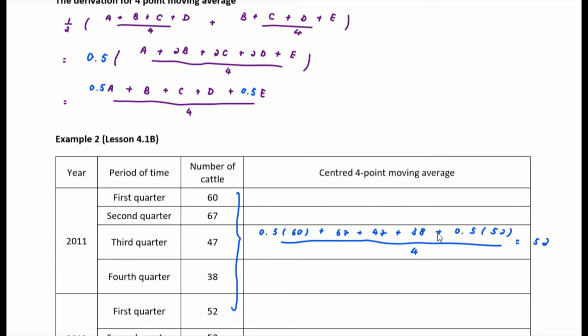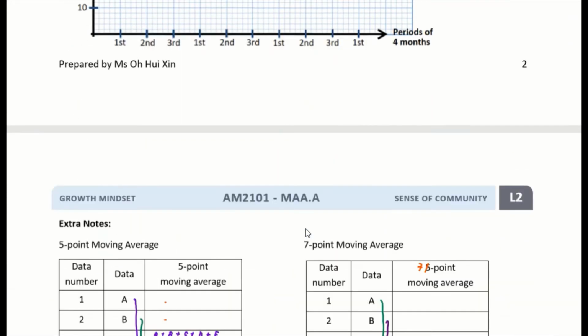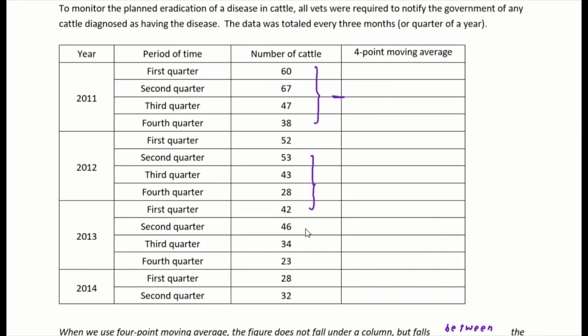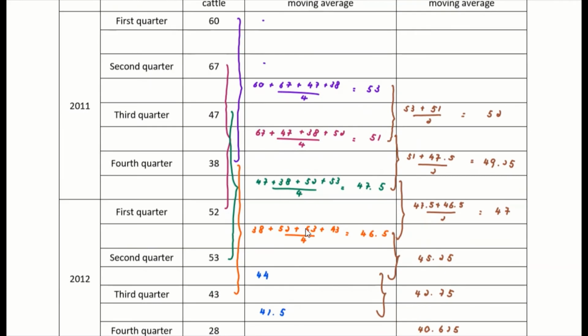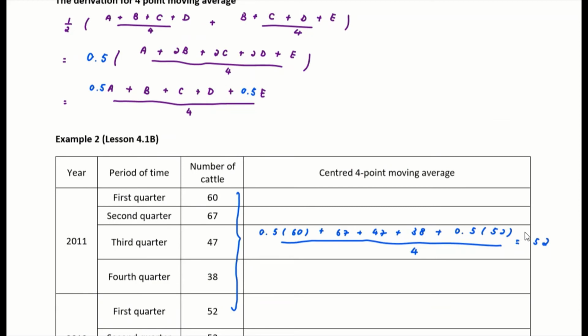When you check it with your previous handout, this is exactly the same question that we did for the last question, and you'll see 52 over here. It's like you are skipping this step and going straight from here to here. This is why we are deriving the formula. So you see this one is 52, and you straight away get your answer of 52 here.